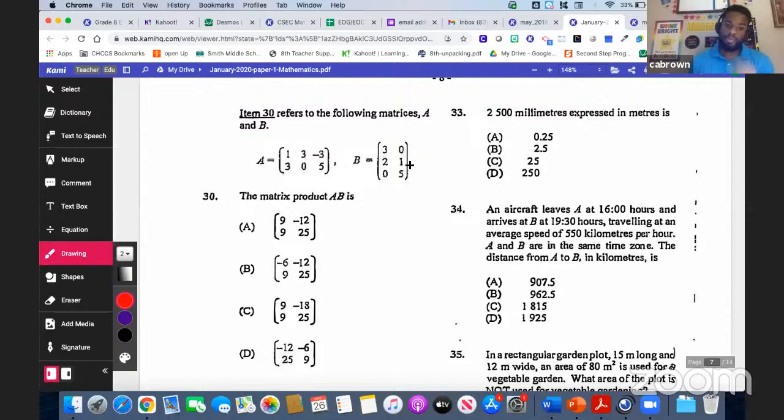We need the product. We're going to be multiplying row times column. Let's go. So we're going to be multiplying 1 times 3 plus 3 times 2 plus negative 3 times 0. I think I'm going to need some space. All I'm doing is this first row times this column.